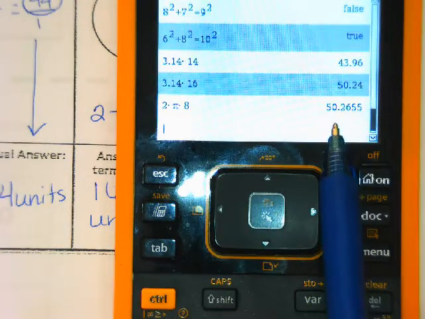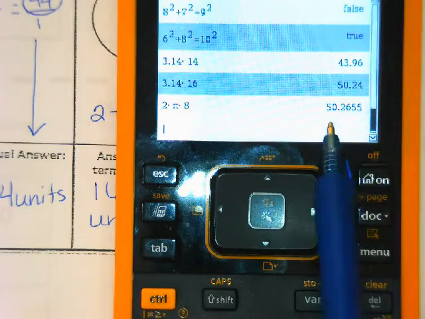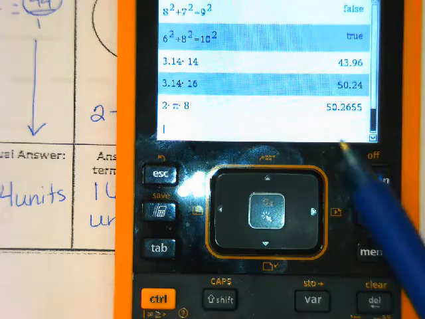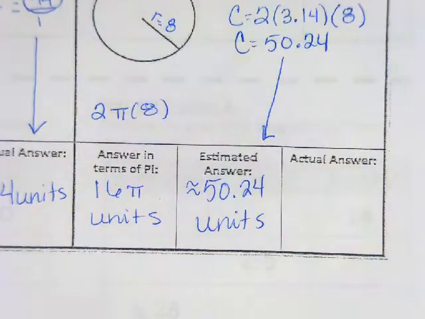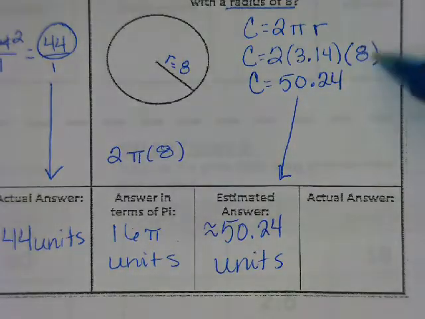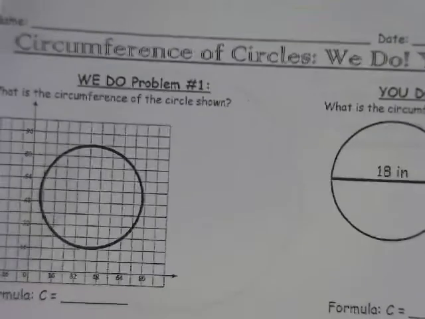So notice how this is slightly different because we rounded here. So we could call it 50.27. But because this is not a multiple of 7, really the actual answer we're not going to have one. All of ours are going to be estimated. Okay? All right, so now we have some we do, you do's.